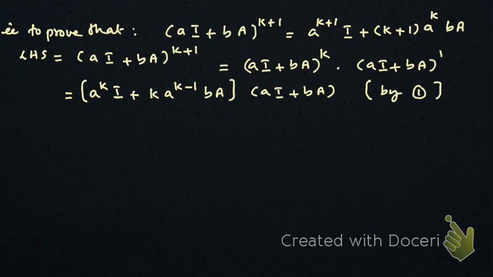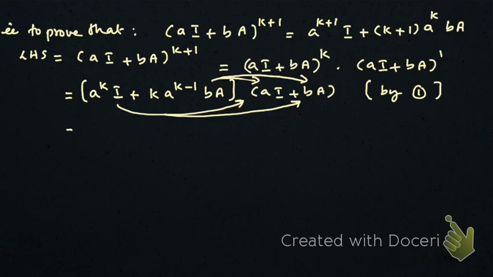The next step is multiplication of binomials. I'll take the first term and multiply both terms in the next bracket, then take the second term and multiply both terms in the second bracket, probably like this. Look at this arrow mark. A raised to k into I will go with the first term, and A raised to k into I will also go with the second term. Then I'll take the second term and do the same thing. Like that, it goes with the first term and it goes with the second term.